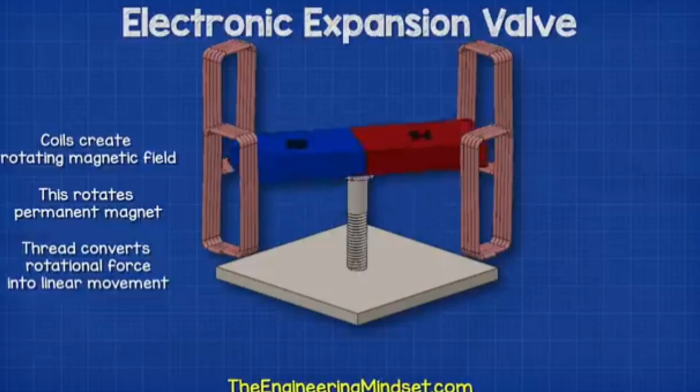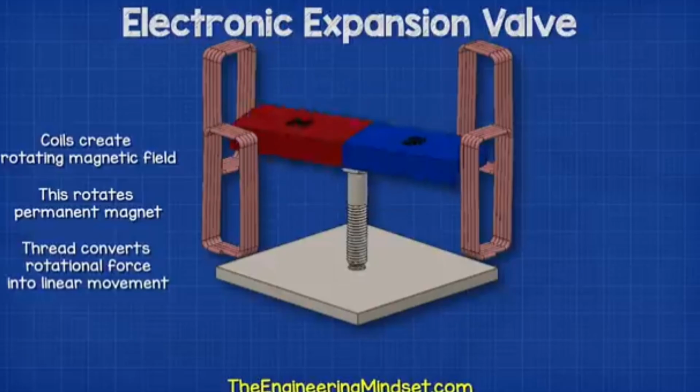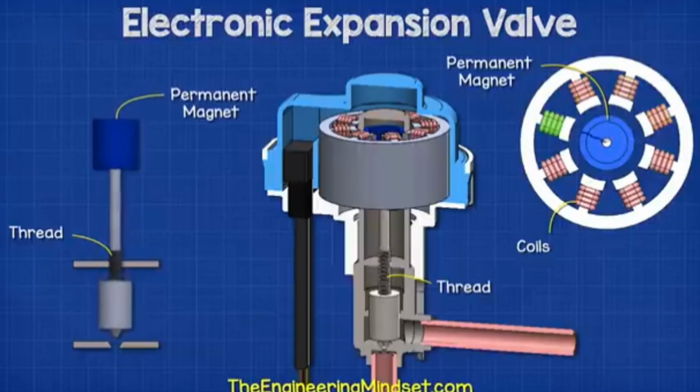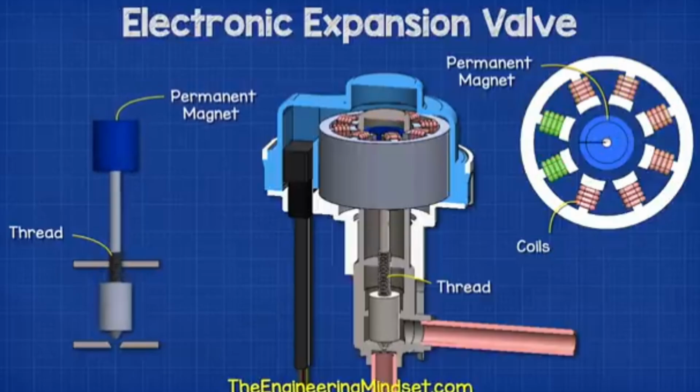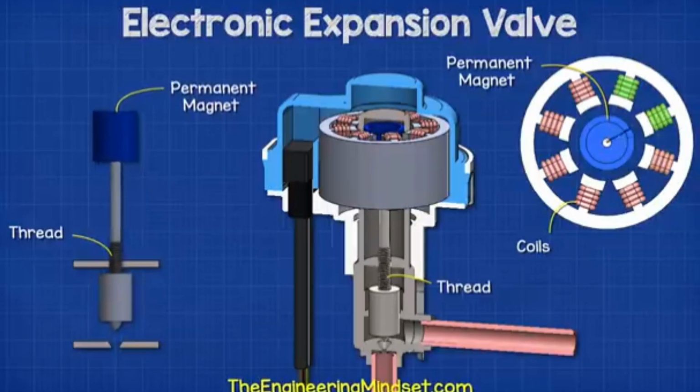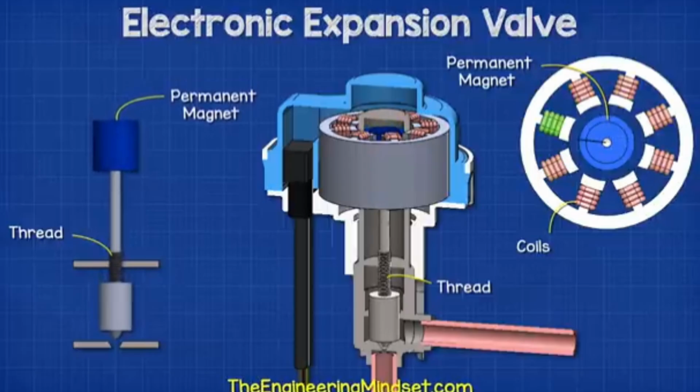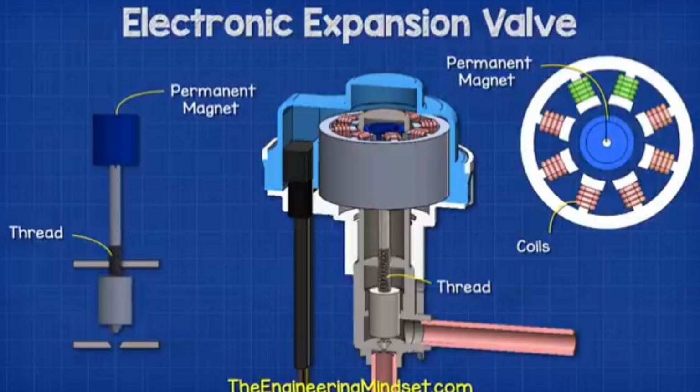At the top of the shaft is the permanent magnet, which is surrounded by the coils from the stepper motor. As the coils energize, it causes the permanent magnet to rotate, and this rotates the shaft. The shaft has a threaded section, which causes the shaft to move up and down. This closes the valve and controls the flow of refrigerant.